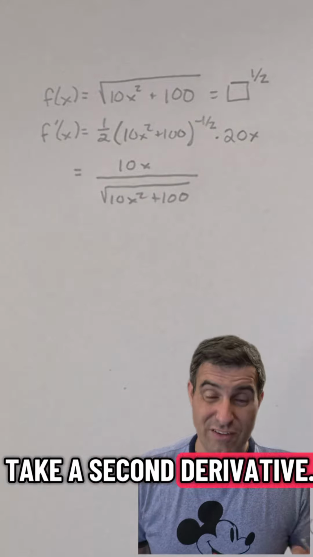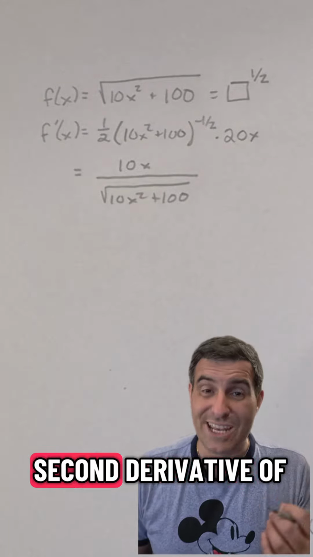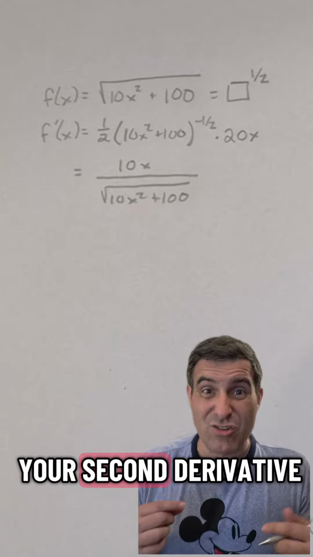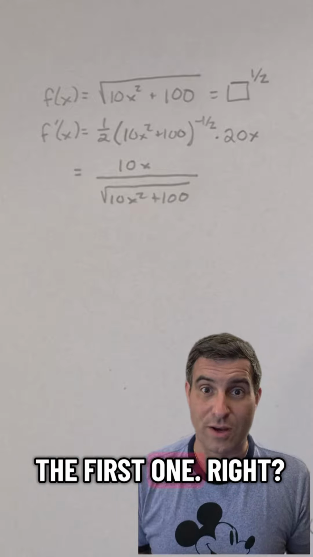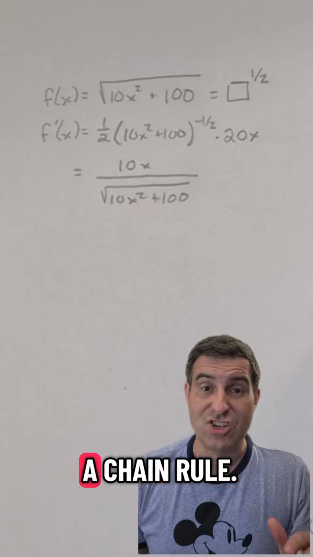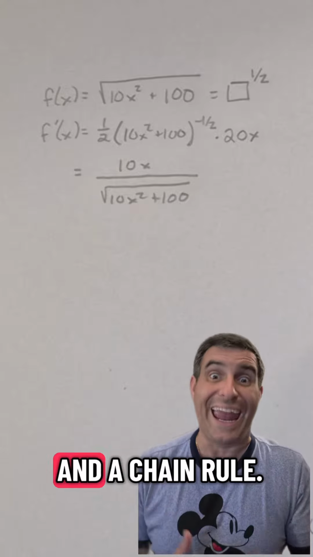Now we have to take a second derivative. But remember, when you're doing a second derivative of a chain rule question, your second derivative is going to be more complicated than the first one, right? So the first one was just a chain rule. Here we're going to have to do a quotient rule and a chain rule.